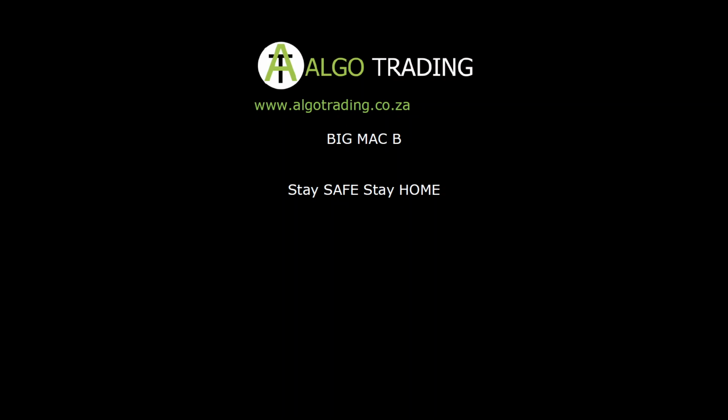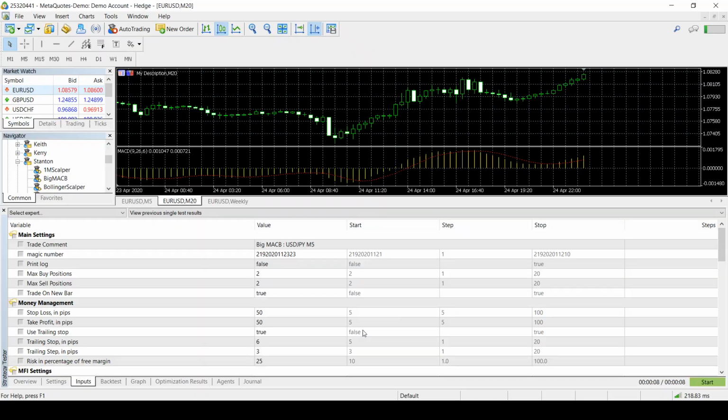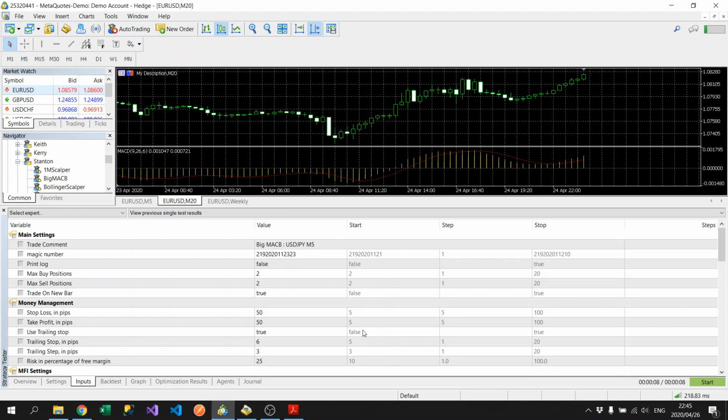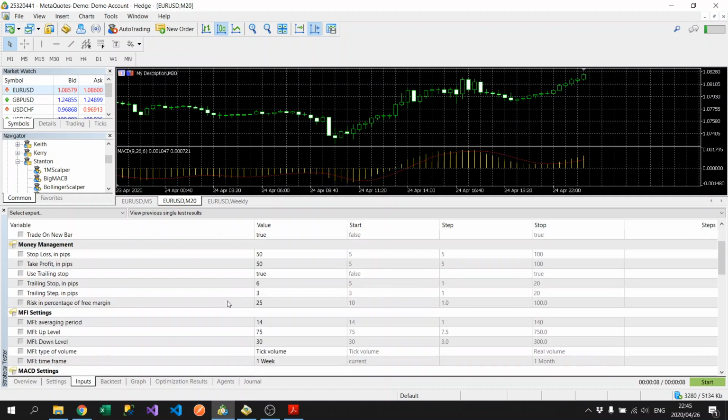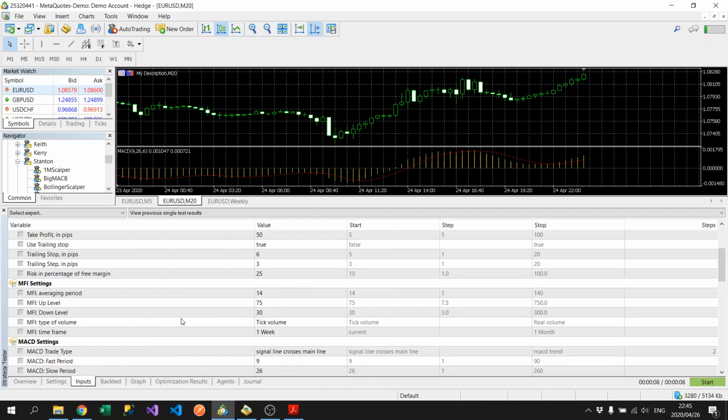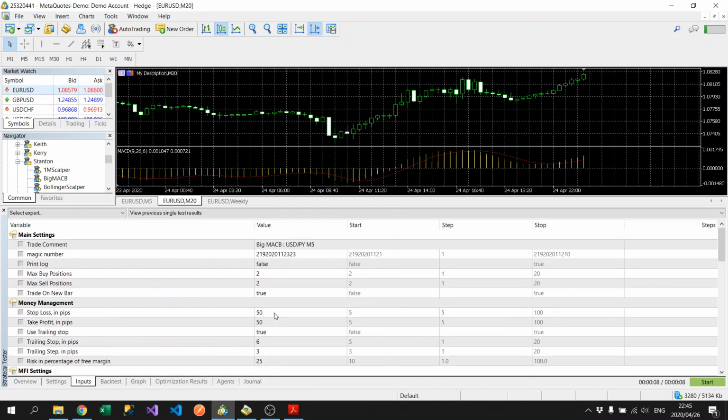Today I'm introducing to you the Big Mac B. The Big Mac B is essentially a Bollinger breakout strategy. It uses the MACD to confirm the trend and the MFI, the Money Flow Index, to define a trading range. Now let's go through the settings quickly.